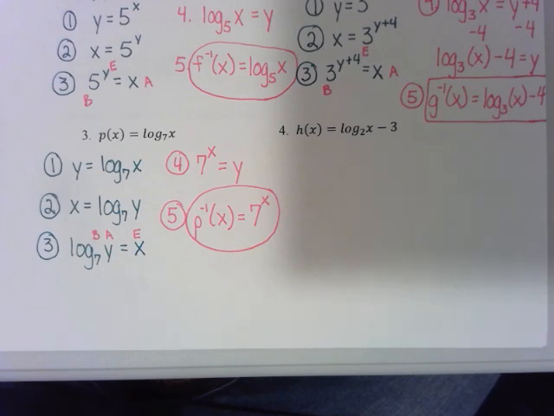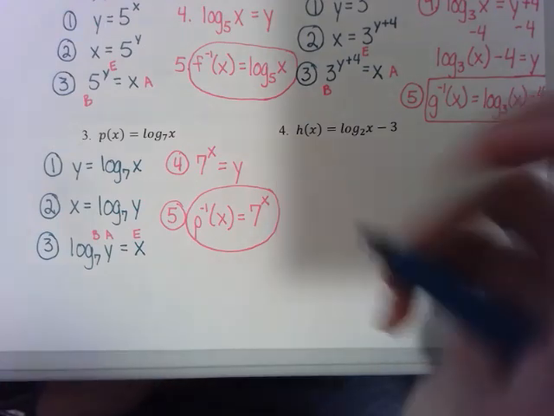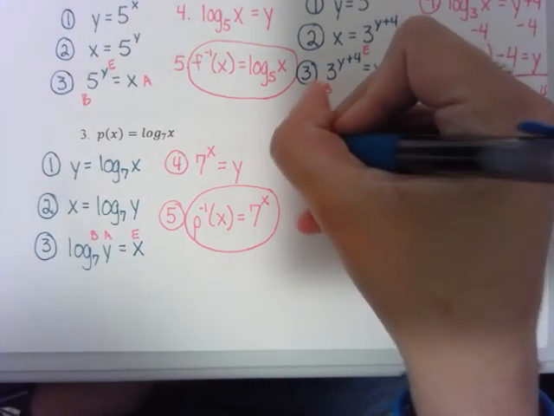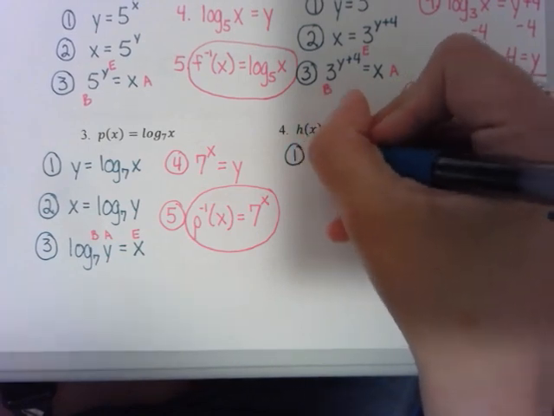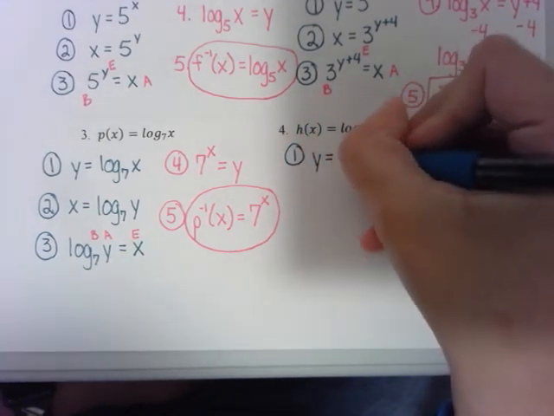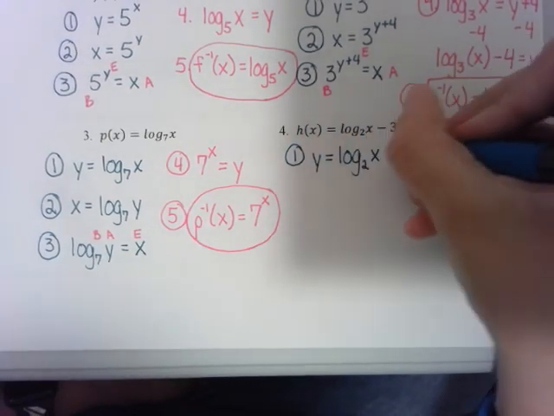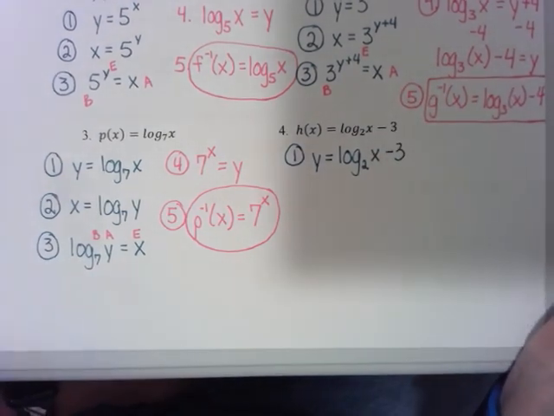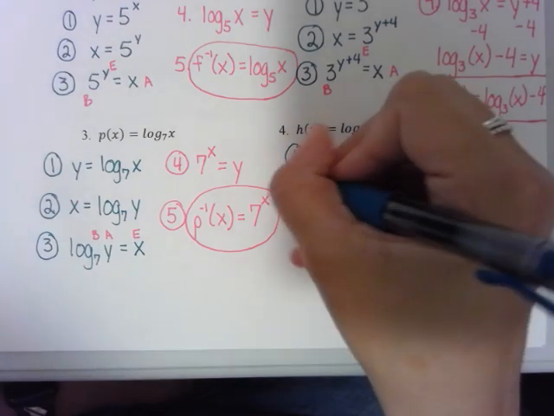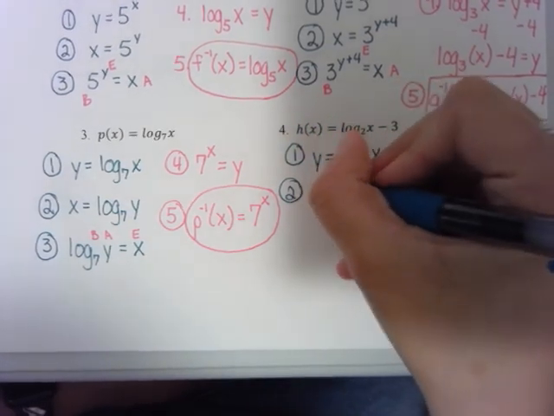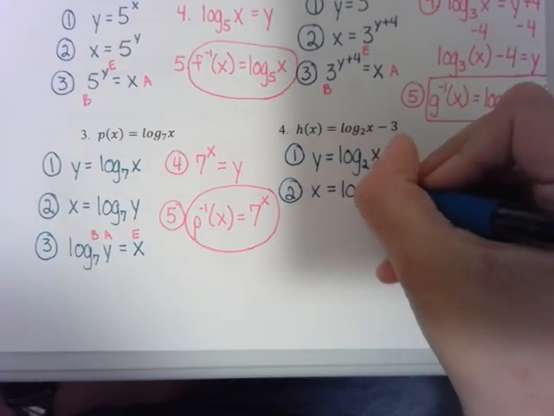Finally, we're going to work one more example, and we're going to look at number 4. The first step that I need to do is replace that h of x with a y. So y equals log base 2 of x minus 3. Second step is I need to switch x and y.